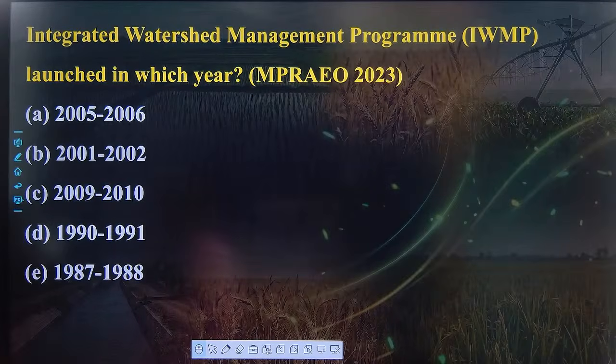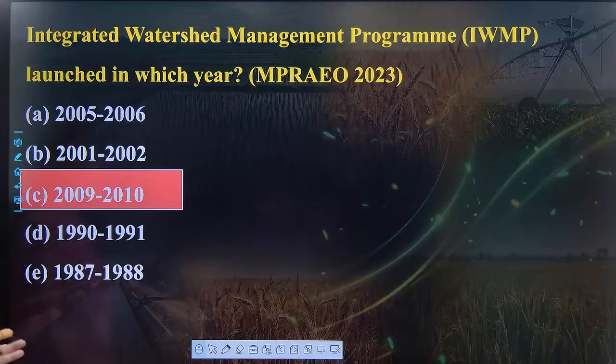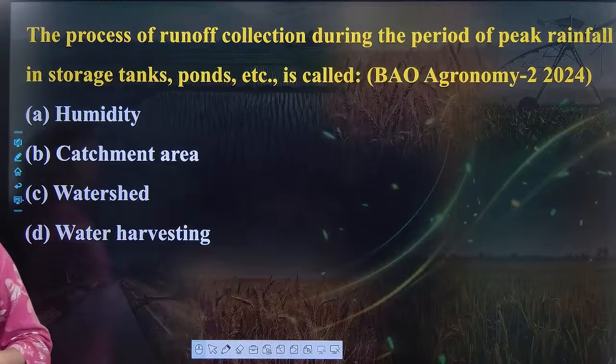What will be the answer? Come on, Integrated Watershed Management Program launched in which year? Come on, guys. What will be the answer? Okay, fine. Option number C. Good. 2009 to 2010.